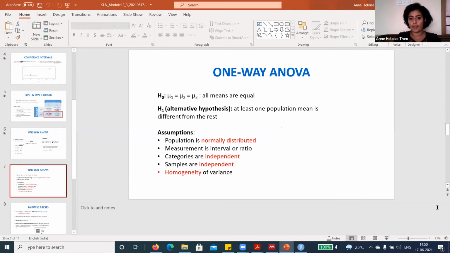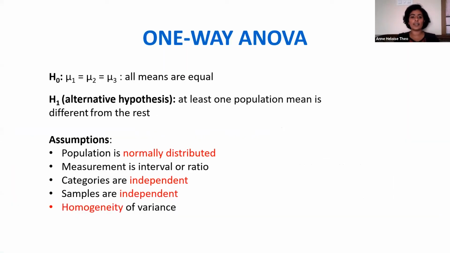In an ANOVA, remember the null hypothesis in the t-test was, depending on the type of t-test you're running, whether the sample mean is equal to the hypothesized population mean, or whether the two sample means belong to the same population. In a one-way ANOVA, our null hypothesis would be that, for example, right now we have 3 levels, all 3 means are equal. And the alternate hypothesis is just that at least one population mean is different from the rest.